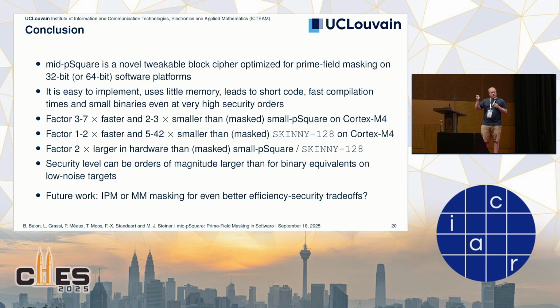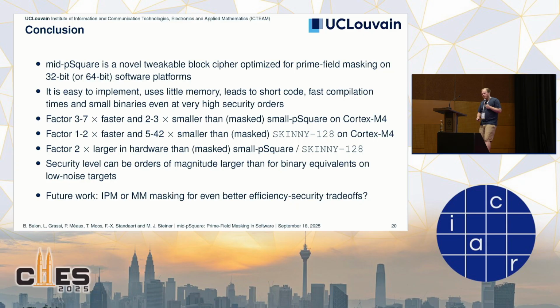In summary, mid-p-square is a novel TBC that's optimized for prime field masking on 32-bit software platforms. I believe it's easy to implement. It definitely uses little memory, leads to short code, fast compilation times, and small binaries, even at very high security orders. It's significantly faster and smaller than small p-square on the Cortex-M4. It's slightly faster, but much smaller than fixed sliced Skinny on Cortex-M4.